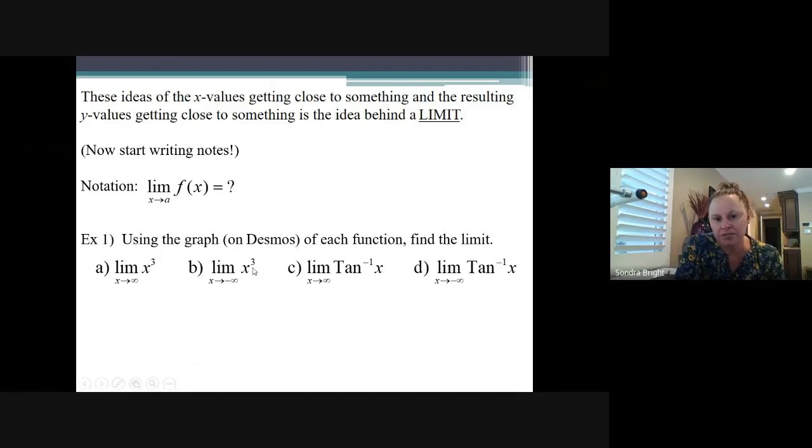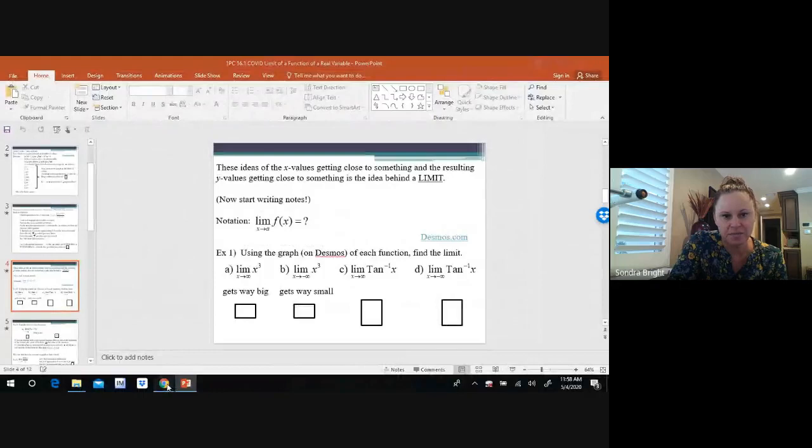Same thing here. I'm going to also look at y equals x cubed, and I want to see what's happening to the y values as x goes to negative infinity. And then I'm also going to look at inverse tangent, also as x goes to positive infinity, and then as x goes to negative infinity. All right, so let's go back to the Desmos graph.